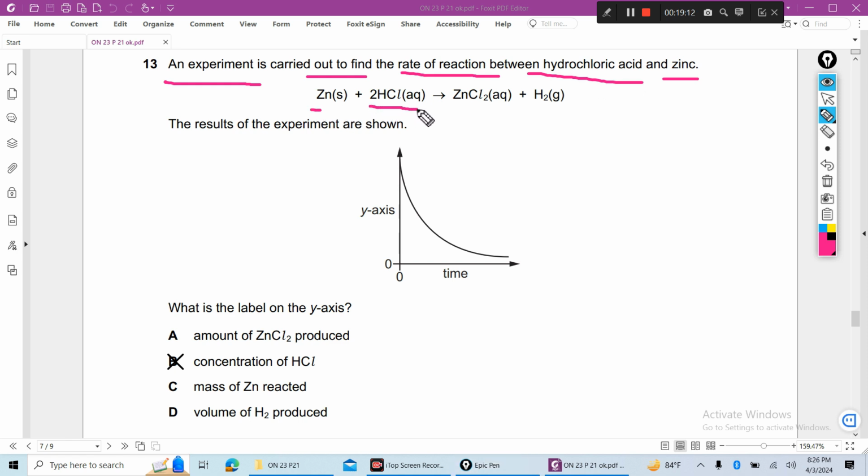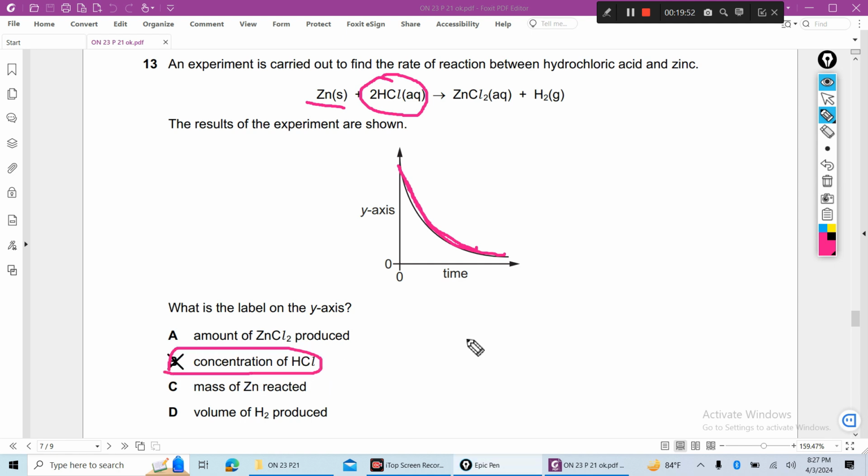Zinc solid reacts with hydrochloric acid, zinc chloride plus hydrogen is produced. The results of the experiment are shown here. Y-axis decreasing with time. So what is the label on the y-axis? And you see going time decreases. So this will be the concentration of hydrochloric acid decreases with time, because hydrochloric acid reacts with zinc, so concentration of hydrochloric acid decreases with time. So y-axis will be concentration of hydrochloric acid.